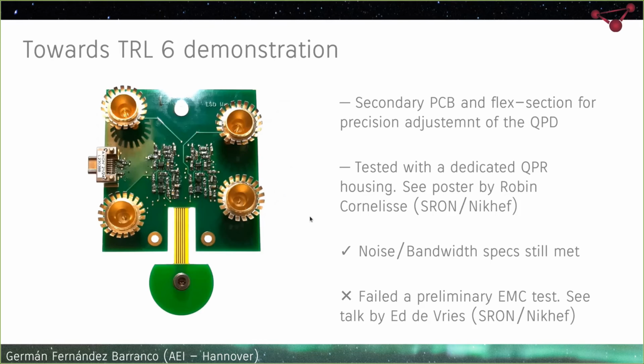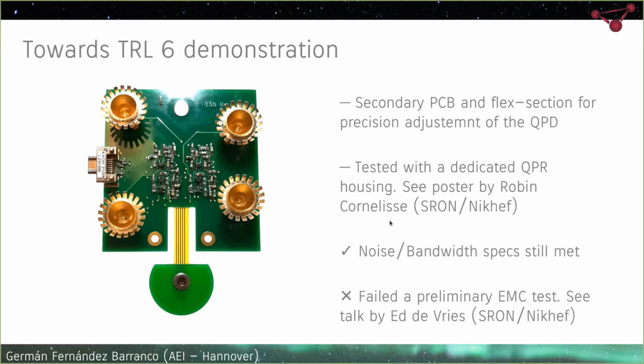After the performance of the transistor-based design was verified, the efforts have now focused on creating a prototype that can show TRL6. And this is what I show you here. So this last iteration of the design features, for example, a secondary PCB connected via a flex section to the main PCB so that the QPD can be adjusted with high enough precision. The layout was also adapted to fit the housing being developed for the QPR. If you want to check more details on that, please see the poster by Robin Cornelisse.